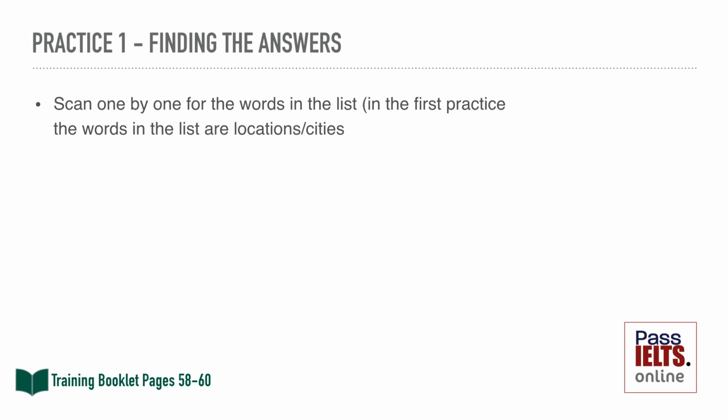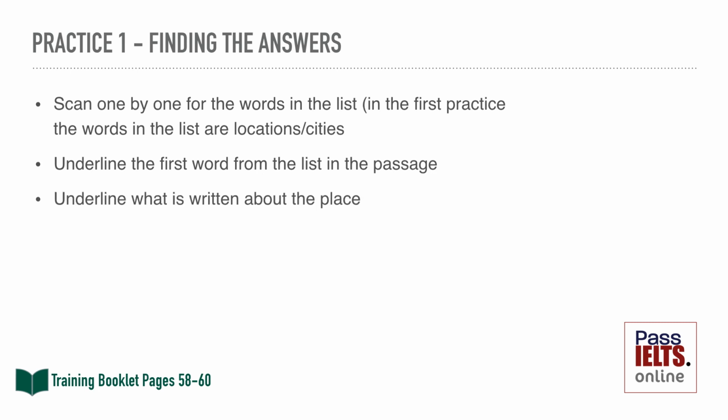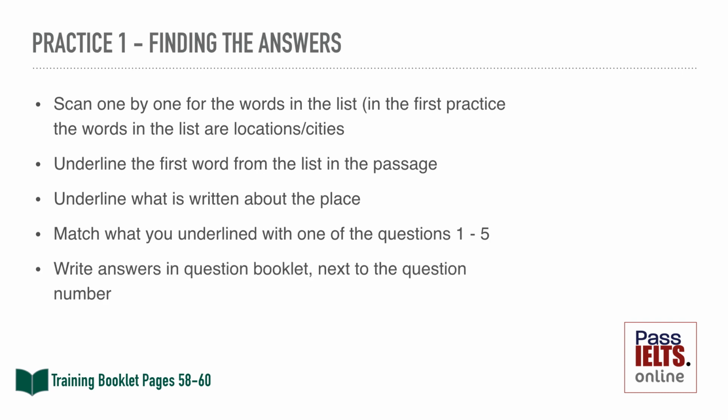You can underline the first word from the list in the passage, and then underline what is written about that place. And then, once you've found something, you can match what you underlined with one of the questions 1 to 5. And then you write your answers in your question booklet next to the question number. Your answers will be letters or the names of the places. I'll give you a minute or so to do that.